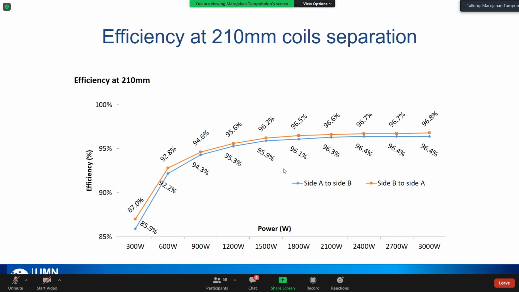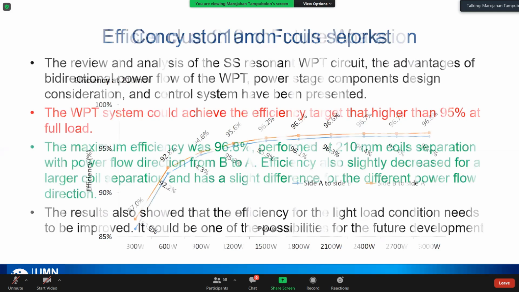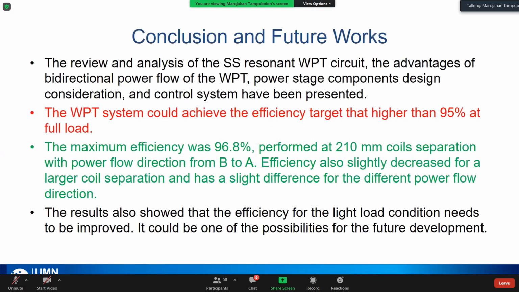Because side A to side B is almost identical here, that's why we can say that the system can work perfectly in bidirectional mode. Okay, these are the conclusions of the first one. I think I just need to read one here.